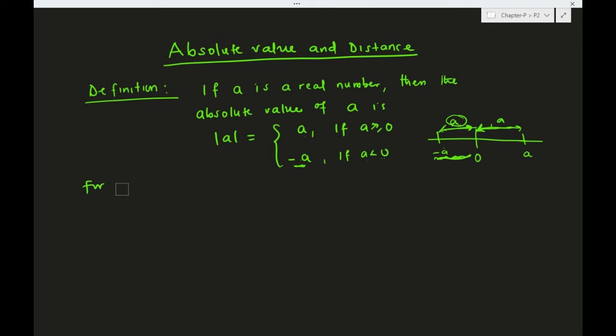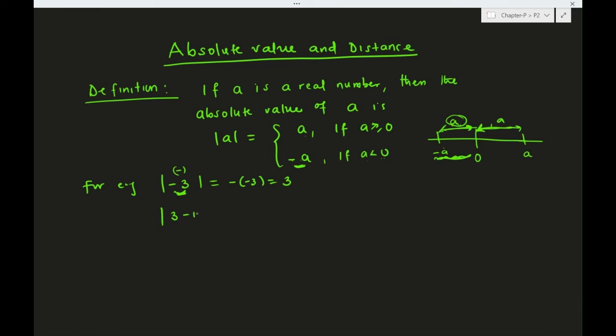So for example, let's see. If you have the absolute value of minus 3, it's just going to be the same thing as 3. Why? Because this is negative. So based on the definition, the quantity is negative, so the final result is going to be minus minus 3, which is going to be 3. Because it's going to be minus A, but A is minus 3.